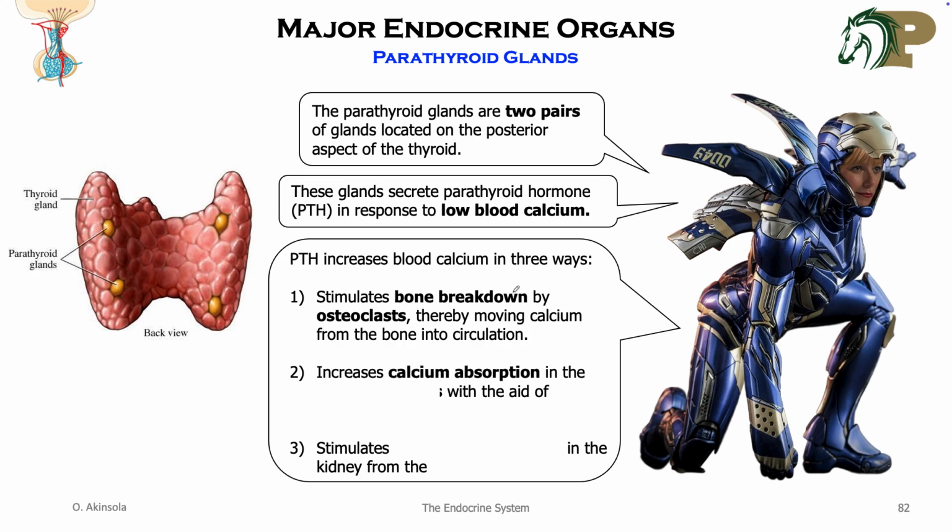Number 2, it can increase calcium absorption in the small intestines with the aid of vitamin D. This is why calcium and vitamin D are often mentioned together, because without vitamin D, the small intestines cannot absorb calcium. Okay? So if you increase calcium absorption in the small intestines, that's going to lead to increased blood calcium. Also, you can stimulate calcium reabsorption in the kidney from the urine. Okay, so all 3 of these things will increase blood calcium.